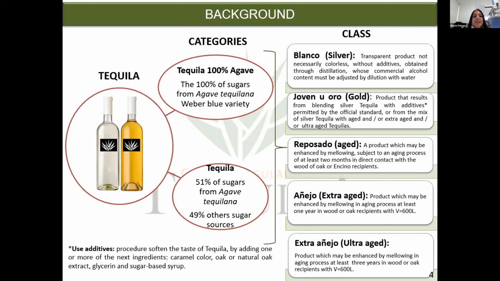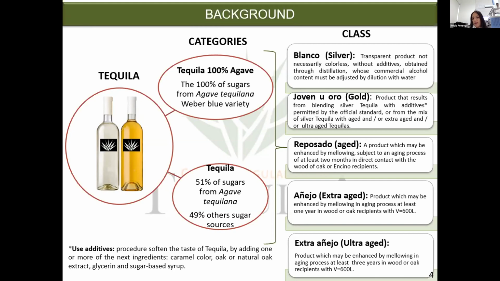recipients. The next class is extra aged. This product is aged at least 1 year in wood or oak recipients with a volume less than or equal to 600 liters of tequila. And the last class is the ultra aged tequila. This product is aged at least 3 years in wood or oak recipients with a volume less than or equal to 600 liters. Now, you know what tequila is, the categories that exist, the classes.